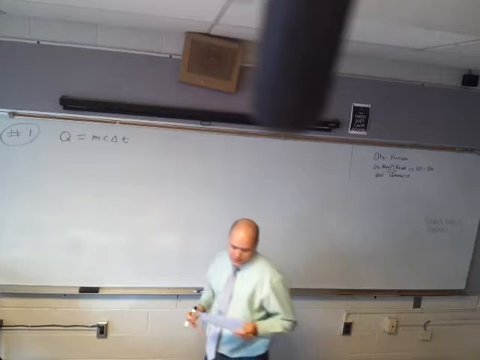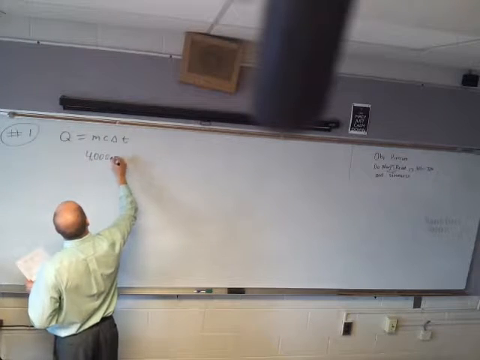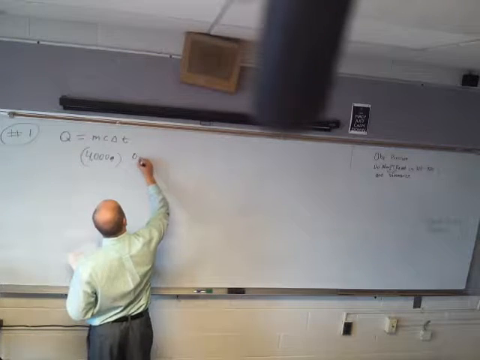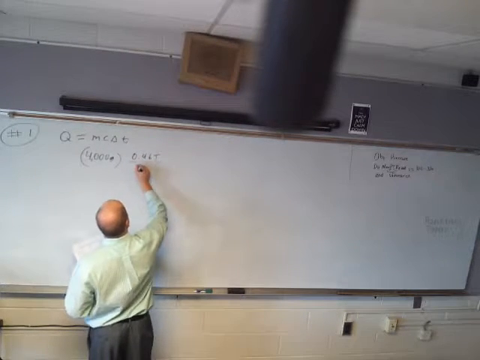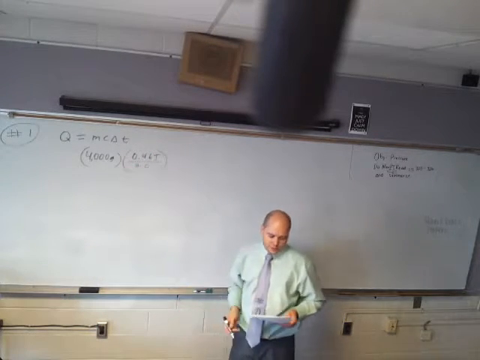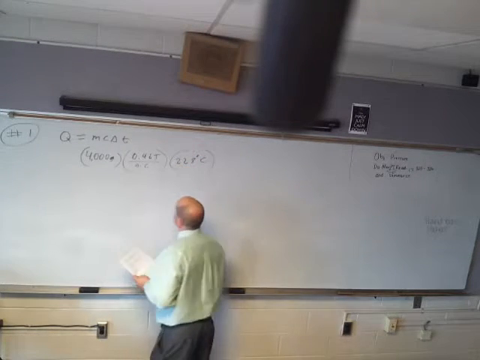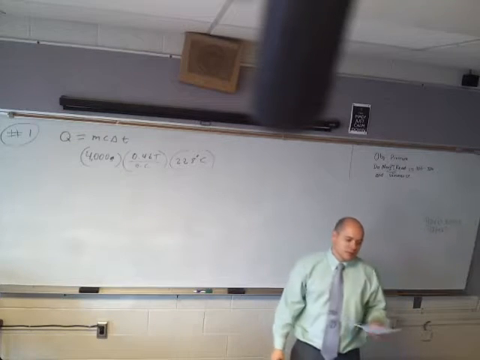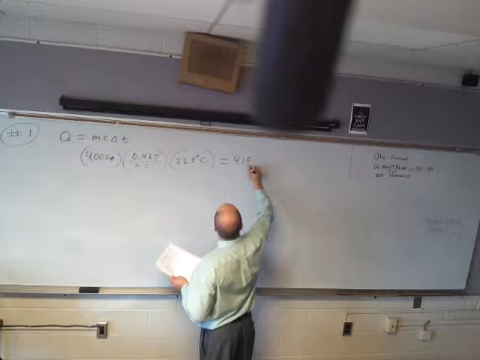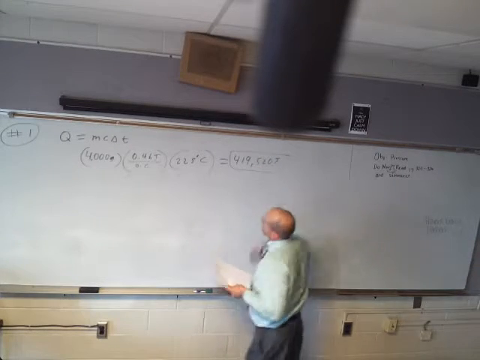All right, so mass is 4,000 grams. C is, I give it to you in the problem, for iron it's 0.46 joules for every gram for every degree Celsius. And then delta T, the change in temperature, is going to be 250 minus 22. So that's 228 Celsius. So you multiply those three numbers, and somebody tell me what that comes out to. 419,520 joules. Okay, so that's it for number 1.